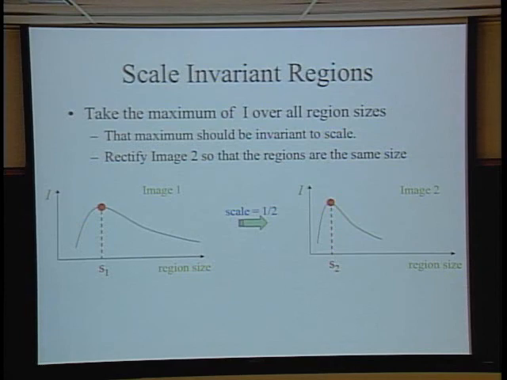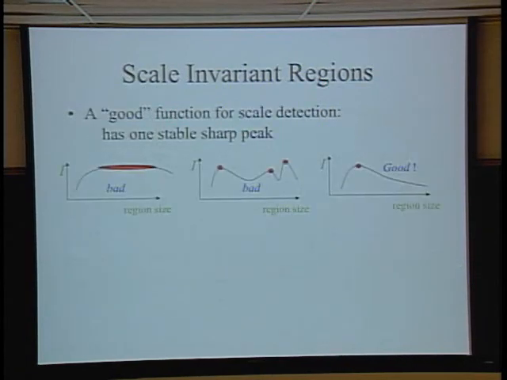So this is the general approach: to have an interest function that tells you the peak interesting scale. If the image region is relatively large, then hopefully the peak most interesting region size is going to be larger, and then you can do rectification to undo that relative scaling.